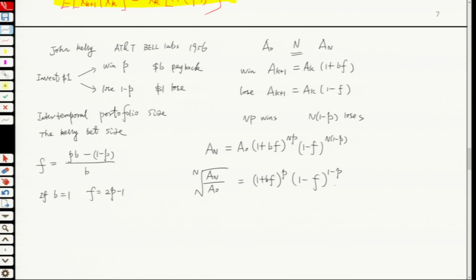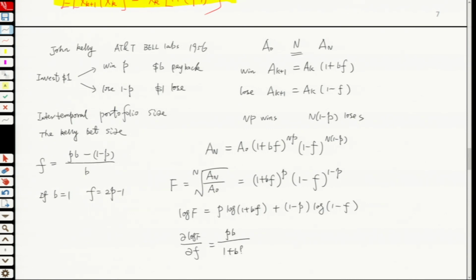Let's call this a capital F function. What do we do first? We take a log first, right, so that we can bring the exponents P and 1 minus P down from the power. So log F equals P log(1 plus BF) plus (1 minus P) log(1 minus F). Now let's take the derivative of F with respect to F.